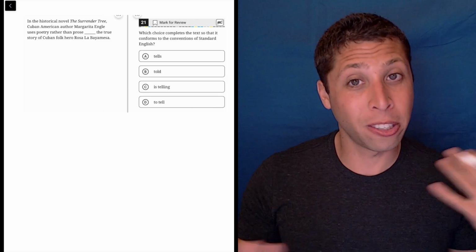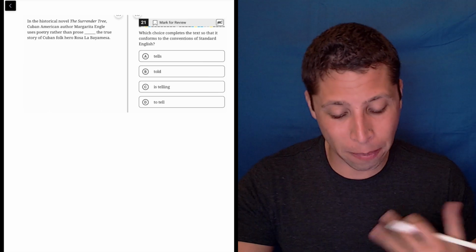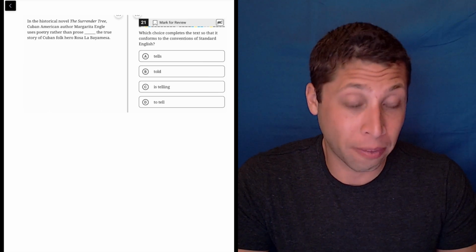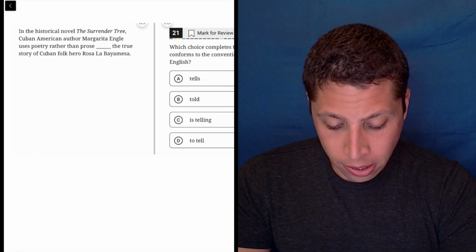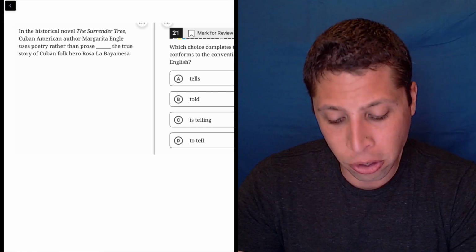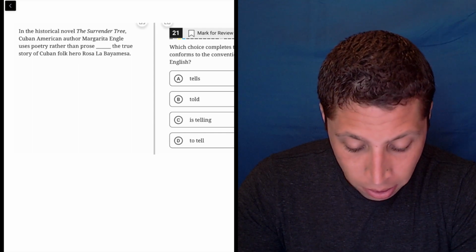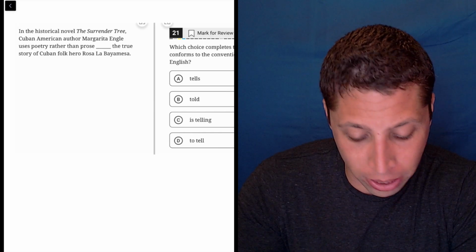The answer choices tell us we're probably looking at verb tenses or maybe singulars and plurals. I'm not really sure yet, so I would just have to go to the sentence and try to make sense of this. Let's see. In the historical novel The Surrender Tree, Cuban-American author Margarita Engel uses poetry rather than prose to tell the true story of Cuban folk hero Rosa La whatever.